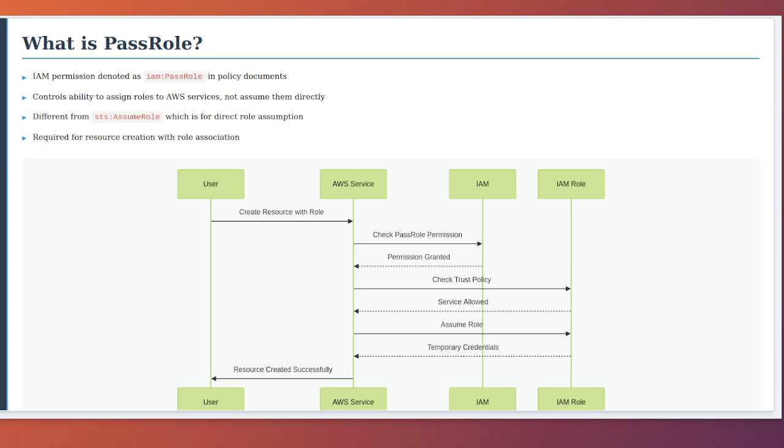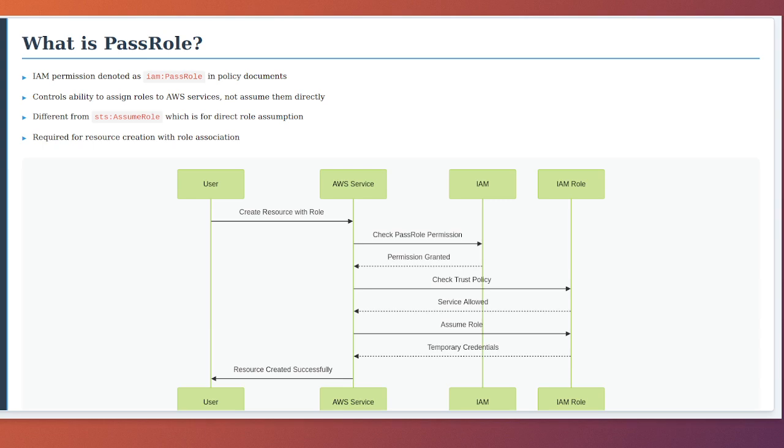You are not assuming the role yourself. Instead, you are giving permission to an AWS service to assume that role. This is a crucial distinction. When you assume a role directly using sts:AssumeRole, you are taking on the permissions of that role yourself. With PassRole, you are authorizing a service like EC2, Lambda, or ECS to assume the role and act with its permissions. This delegation mechanism is what makes PassRole unique and security sensitive.